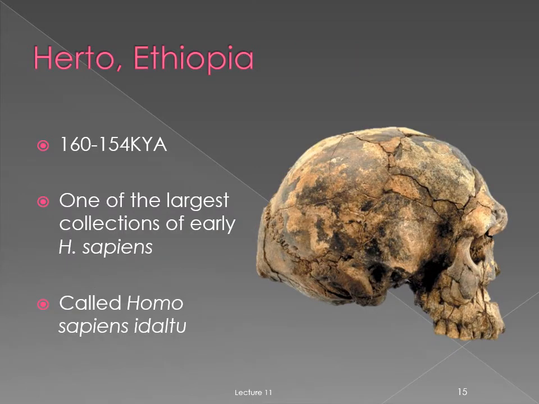One of the biggest collections of early sapiens fossils comes from the Herto area of Ethiopia, about halfway between the other two chronologically, at about 160 to 154,000 years ago. These fossils are obviously Homo sapiens, but they still have some traits that are not completely modern. So Tim White has suggested they be classified as Homo sapiens idaltu, a subspecies, and, as is traditionally, fully modern humans are referred to as Homo sapiens sapiens.